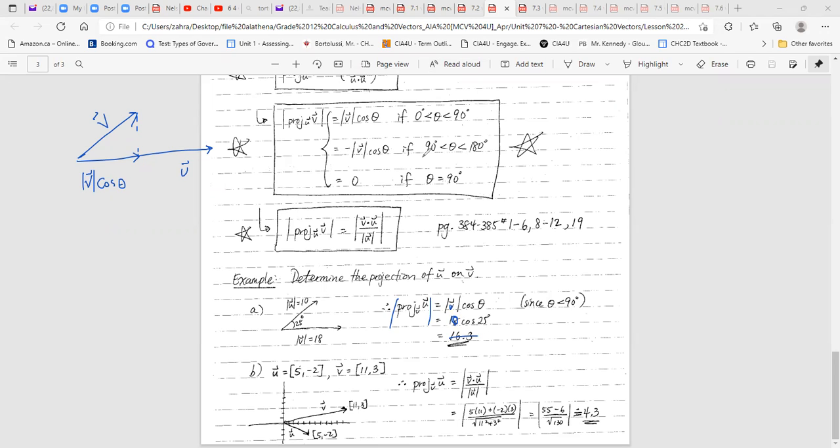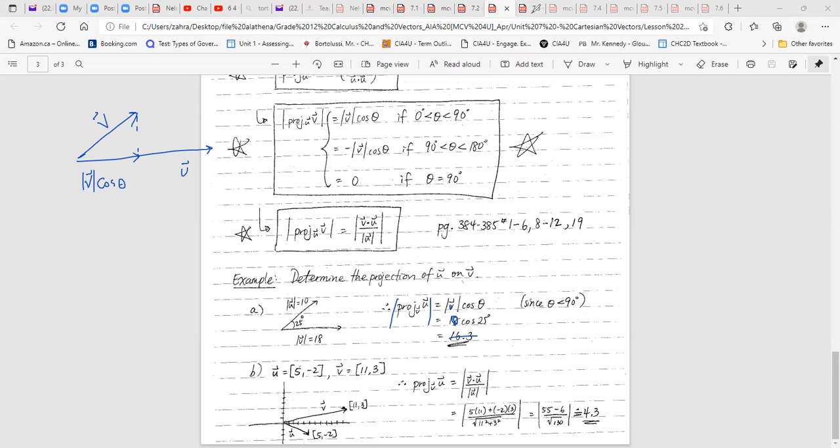Now for this one, of course, I can use this formula. So v dot u, I can do 5 multiplied by 11 plus negative 2 multiplied by 3, and divided by the magnitude of v, because this is u on v. Here is v on u. Make sure that's why u is there. Because u on v means it's going to be the magnitude of v. So it's the square root of 11 to the power 2 plus 3 to the power 2. Put it in your calculator, you get 4.3.